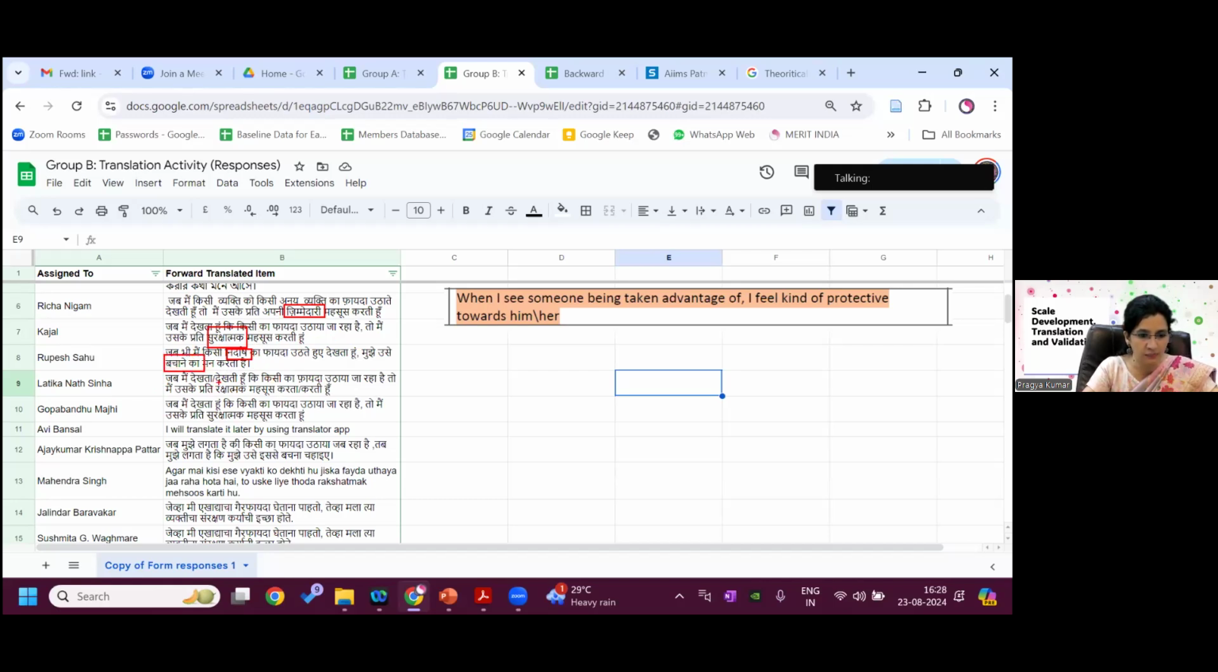Again, somebody has written रक्षात्मक. So I don't know whether rakshatmak will be understood in the local context. If you give this to a medical student, definitely they will understand in English. But if you want to measure empathy in some other person in Hindi or in local language, then I don't know how much this rakshatmak may be. Depends. That's why I said that local person who knows the local language well.